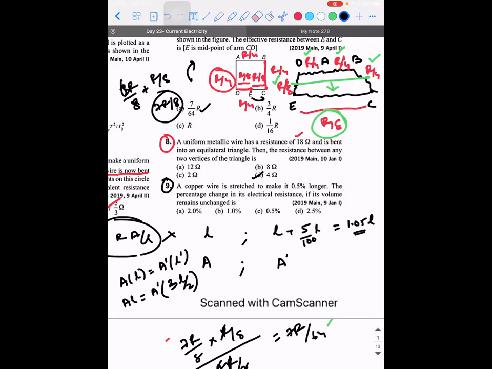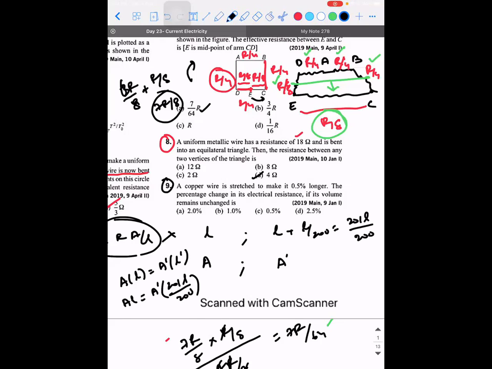No, we will do one thing. They say 0.5%. So 0.5% is 1 divided by 200. We can take L by 200. So the new length is 201 L divided by 200. So you can find out A dash by substituting in the formula.